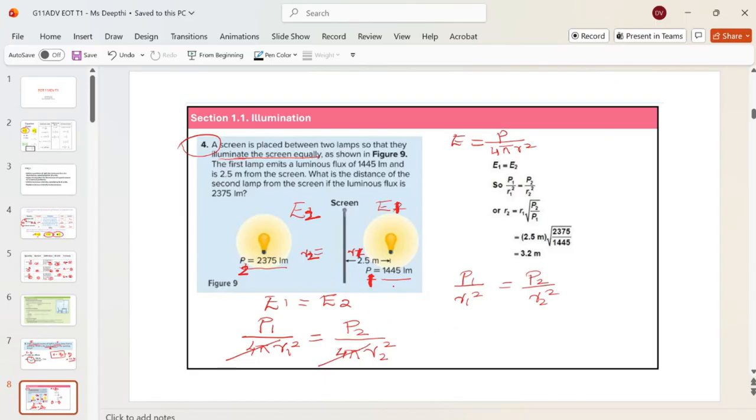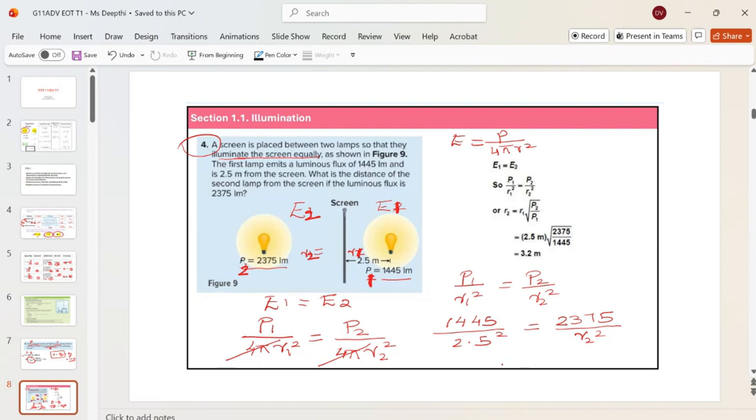Now you can put the values. The value of P1 is 1445, divided by R1 which is 2.5 square, equal to P2, which is 2375 for the second bulb, divided by R2 square, right?